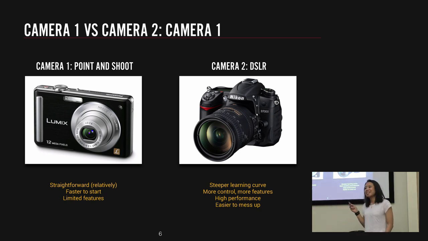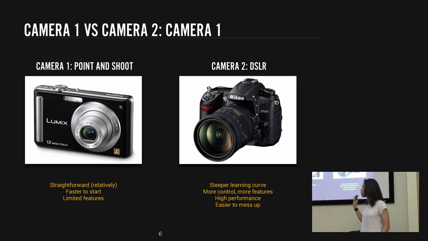Camera 2 is more like a DSLR camera. The learning curve is a lot steeper. There are a lot more knobs to toggle and adjustments to make. The language you use when you talk about things on a DSLR is a lot higher level than you would use to talk about a point and shoot. But overall, you have more capabilities, you have more control, you have higher quality and higher performance, and you have a lot more room to mess up.